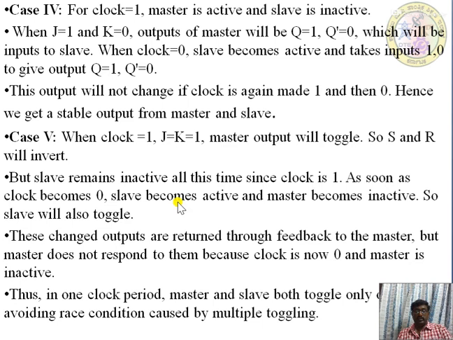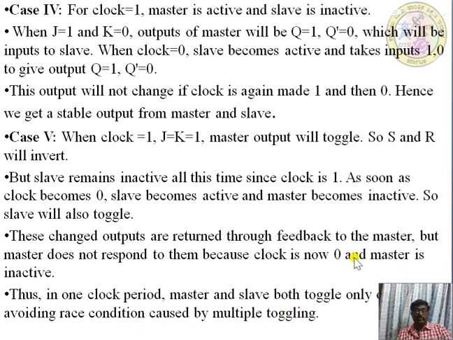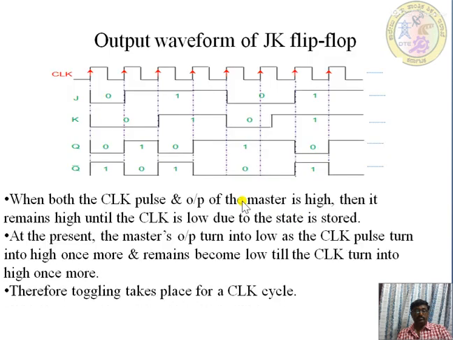During the positive cycle, whatever output we have got at the master flip-flop will be copied to the slave flip-flop. These changed outputs are returned through feedback to the master, but the master does not respond to them because clock is now 0 and the master is inactive. Thus, in one clock period, master and slave both toggle only once, avoiding the race around condition caused by multiple toggling. To avoid this race around condition, we go for this master-slave JK flip-flop.